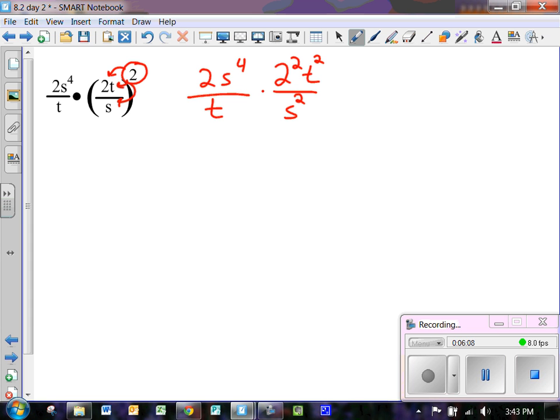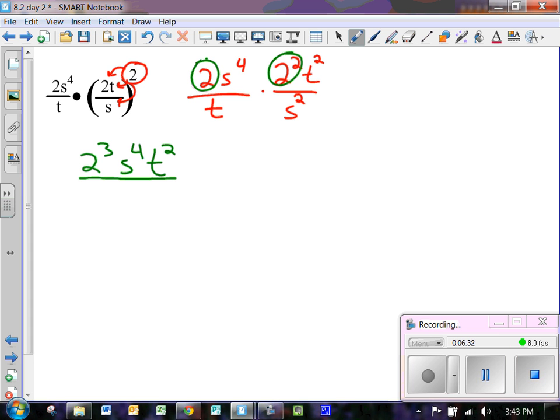So now I start combining things. So we've got our 2's. So we have a 2 here and a 2 there. So 2 to the 1st times 2 to the 2nd is 2 to the 3rd. That's 2 to the 3rd. S to the 4th, t to the 2nd, because we can't combine those because they're different letters.